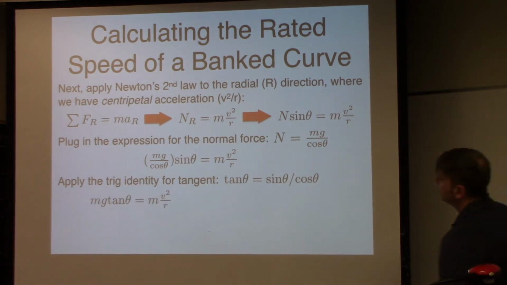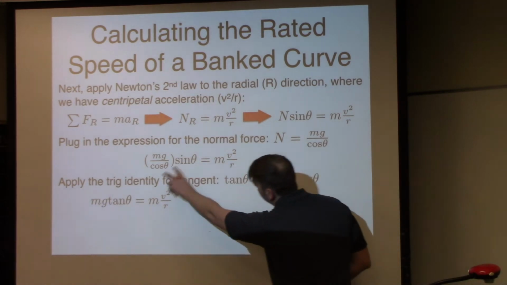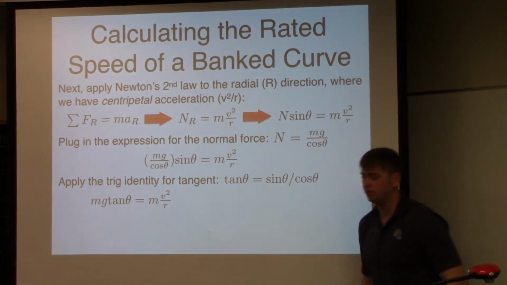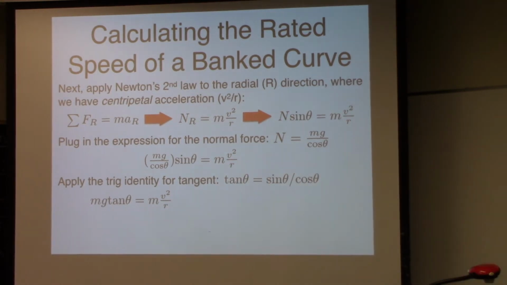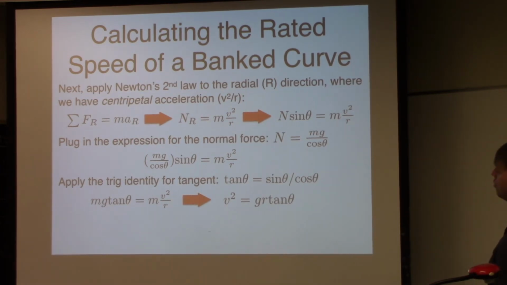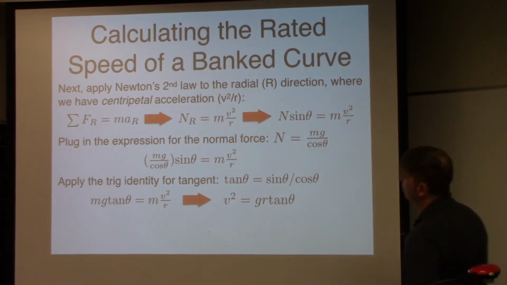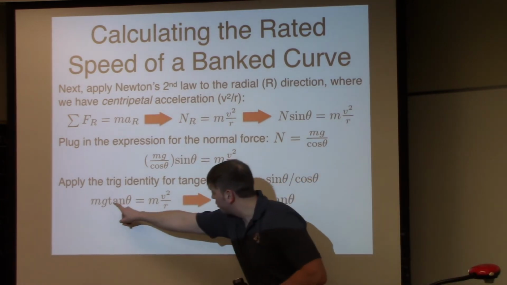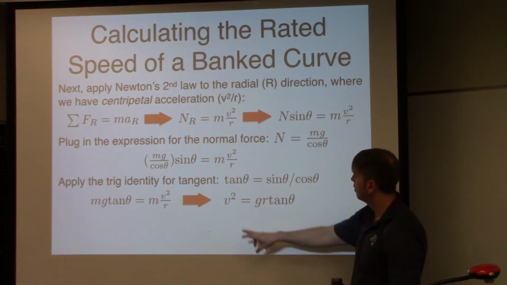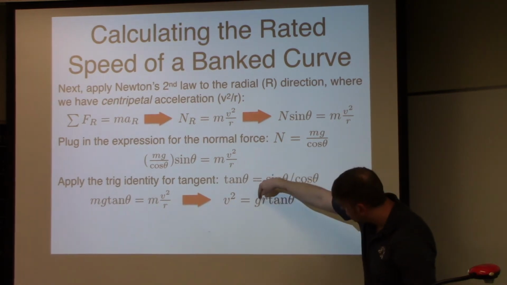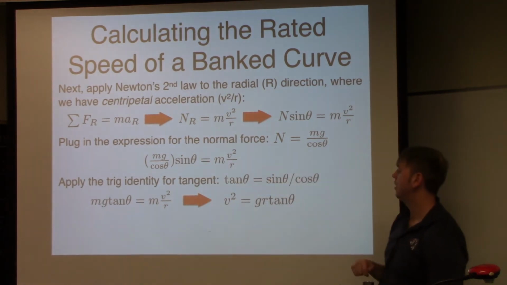So on the left side we have mg tangent theta equals m times v squared over r. And as I said earlier, the next thing we're going to do is cancel out the m terms, so m drops out. And then also let's take one more step and just multiply on both sides by r. So this gives us v squared is equal to g times r times tangent of theta.